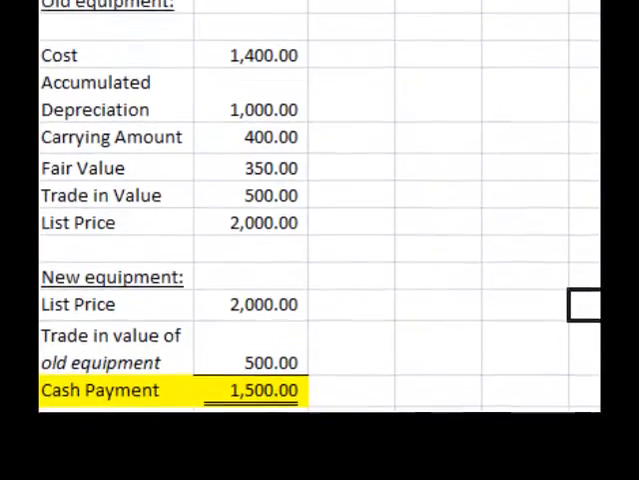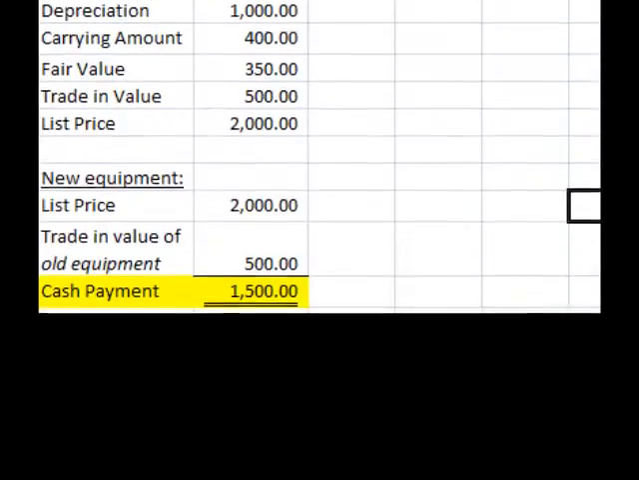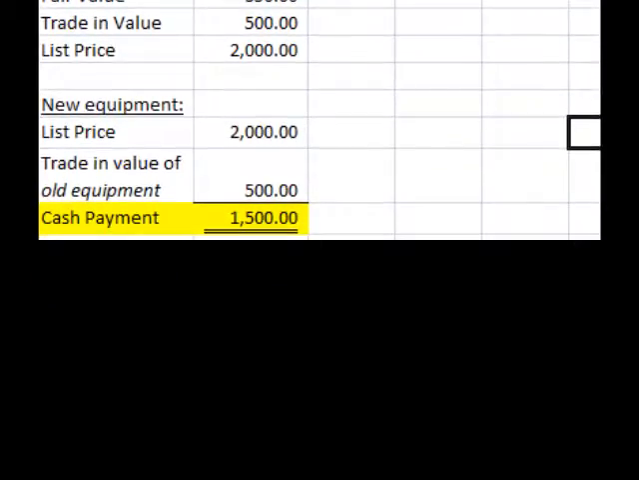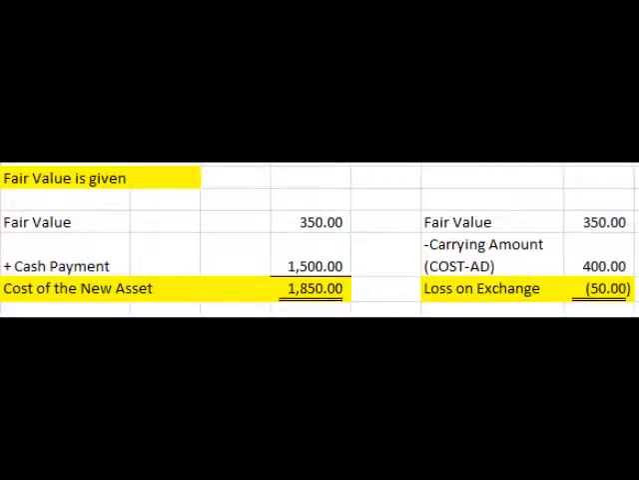In order to get the cost of the new asset, we first need to have the cash payment. So the cash payment in the example is equal to the difference of the list price and the trade-in value of the old equipment. Therefore, the cash payment is equal to 1,500 pesos. Using the first priority, which is the fair value, the cost of the new asset is equal to the sum of the fair value of the asset plus cash payment, amounting to 1,850 pesos.